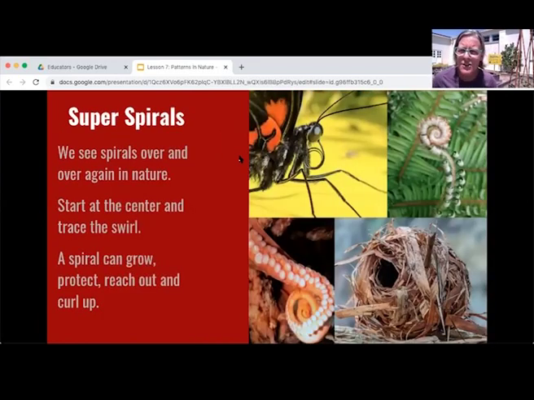Spirals, just like the snail shell, are very prevalent in nature. There's lots of images here. I'm going to move my little screen here so you guys can see. Spirals happen over and over again. You can trace some of these swirls, or you can model.